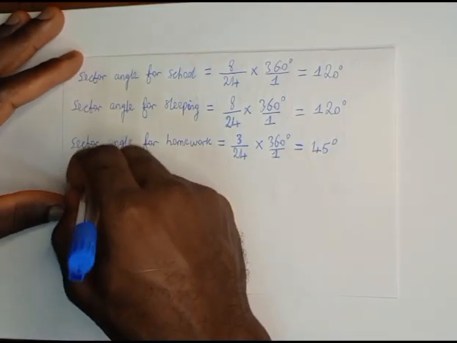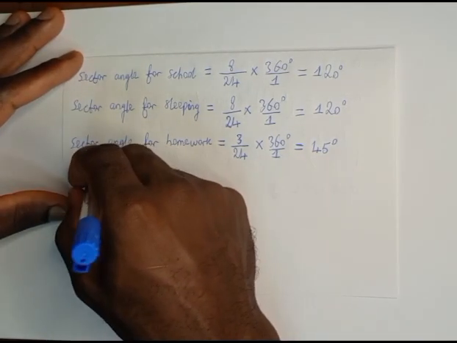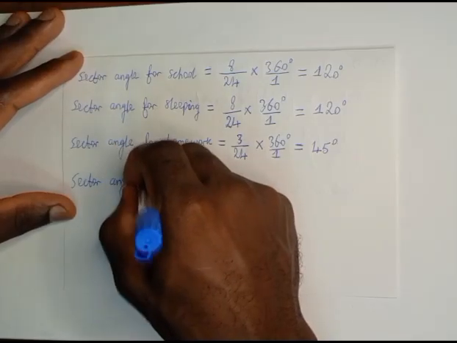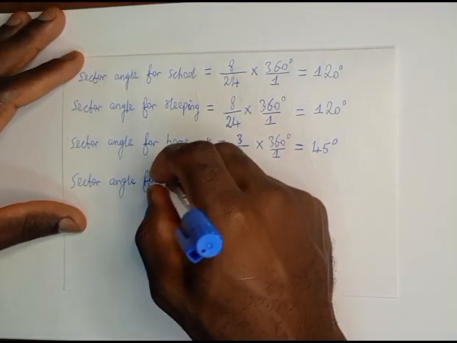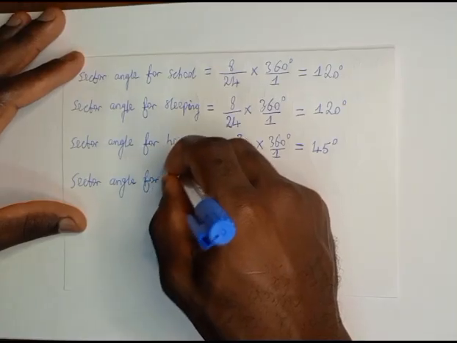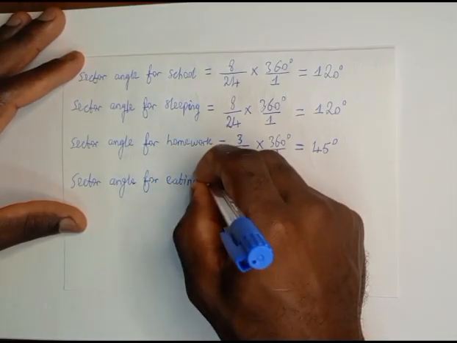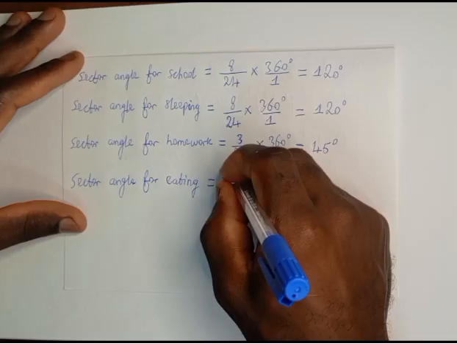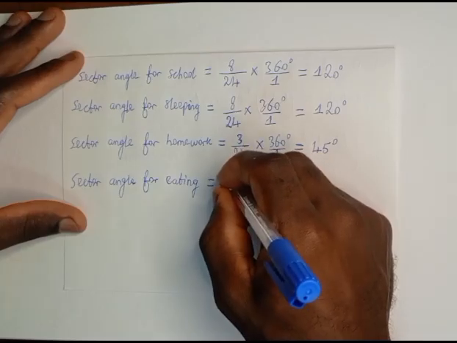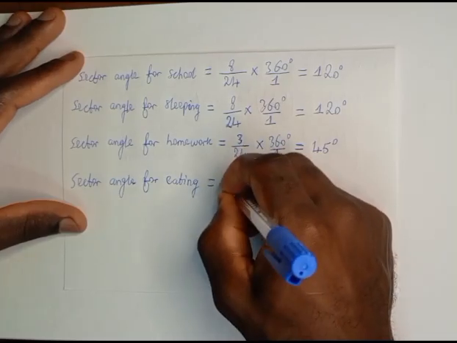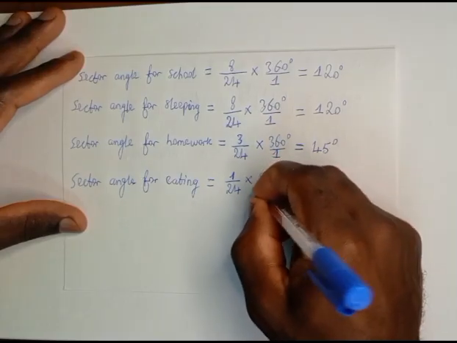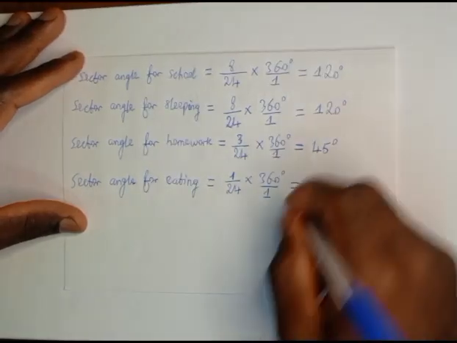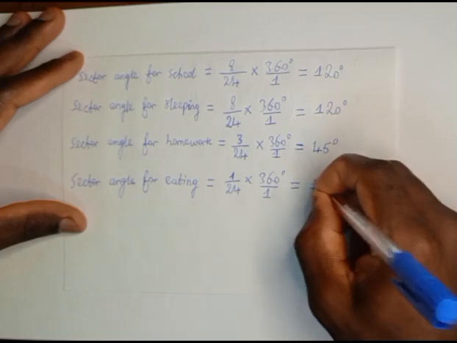Next, we need the sector angle for eating. It is simply equal to, we take the frequency for eating, which is 1 hour, we divide by 24, we multiply this by 360 degrees over 1. This will simply be equal to 15 degrees.